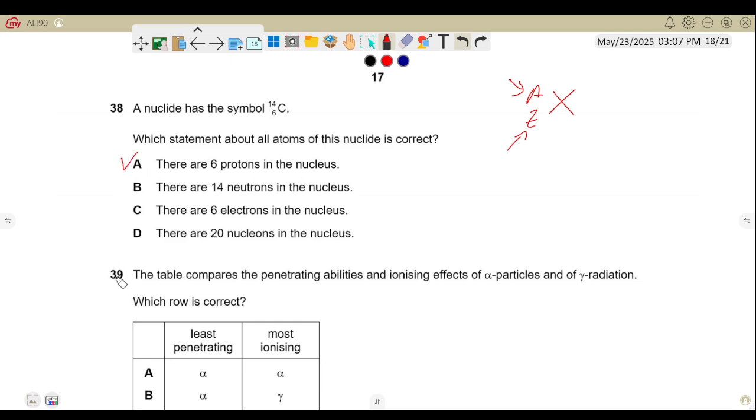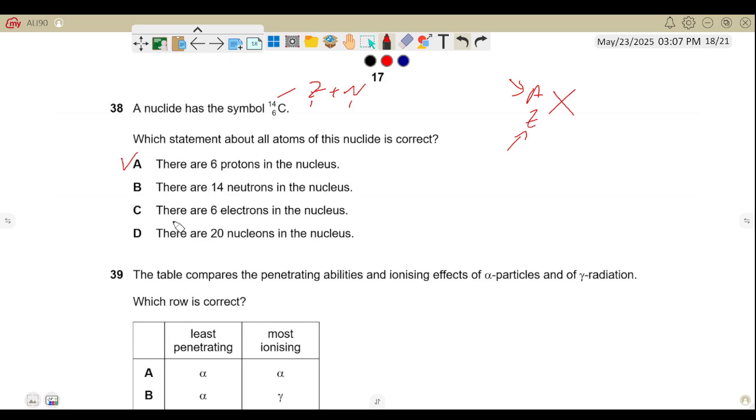This is actually correct. B: There are 14 neutrons in the nucleus. This 14 actually is the sum of Z plus N, meaning number of protons plus number of neutrons. This is the total number of particles inside the nucleus. It's not neutrons only, but the two.